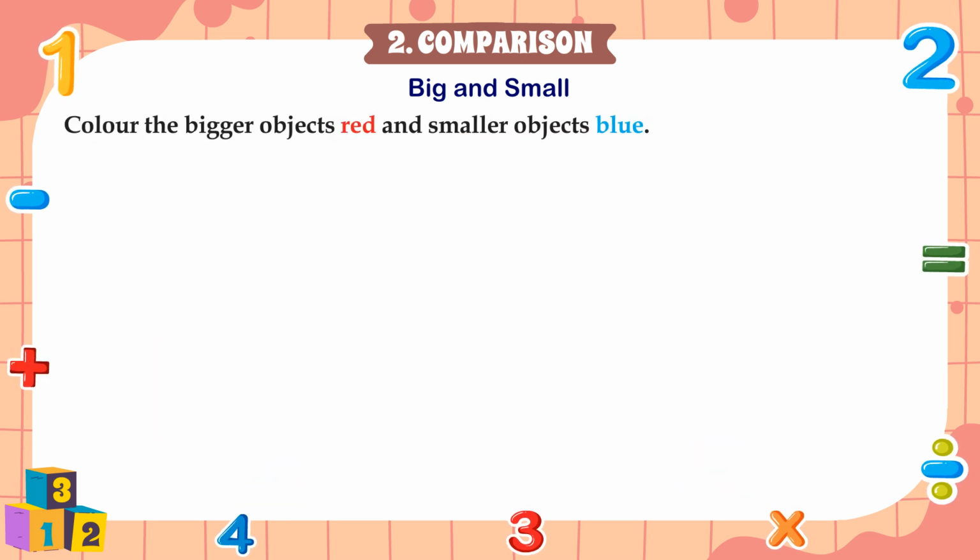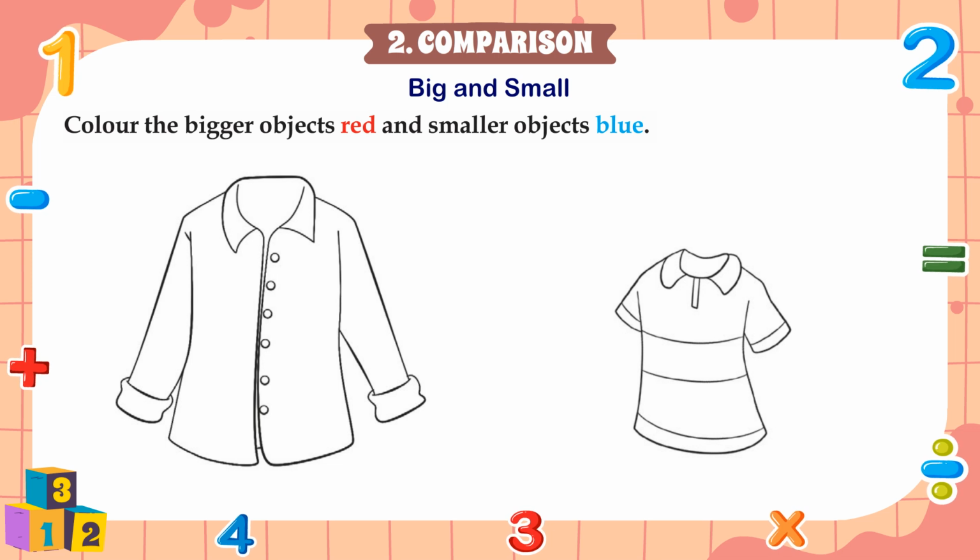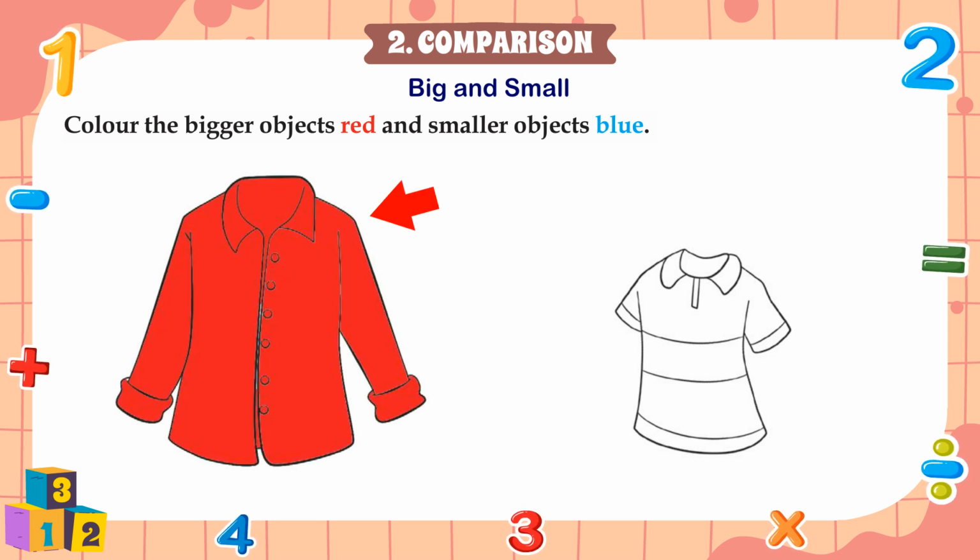Now let's color the bigger objects red and smaller objects blue. Which one is bigger, the shirt or the t-shirt? Yes, the shirt is bigger, so we need to color it red. The t-shirt is smaller, so we need to color it blue.